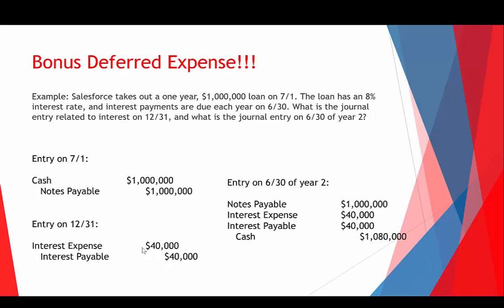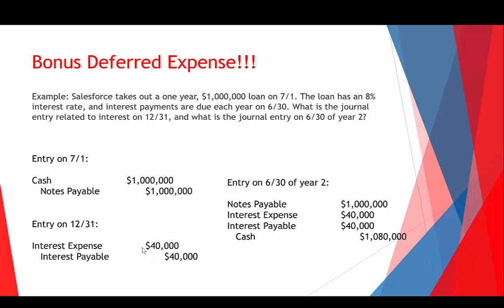So that makes sense. That's the $1,080,000: $1 million that we borrowed, and then we basically paid 8% because the loan was outstanding for a whole year. So the total interest that we pay on this note is $80,000. But a common mistake would be someone forgetting that adjusting entry, and they would try to just make the entry on June 30th, where they would record all the interest expense in year 2.